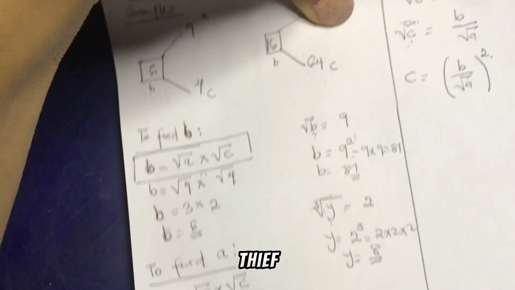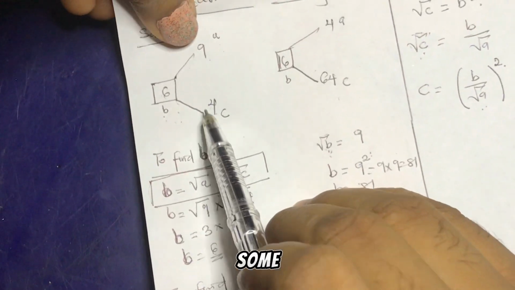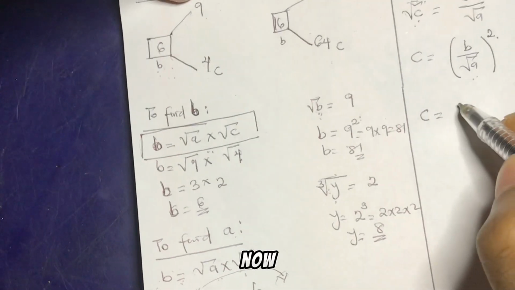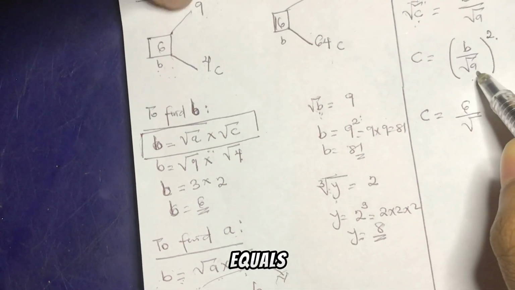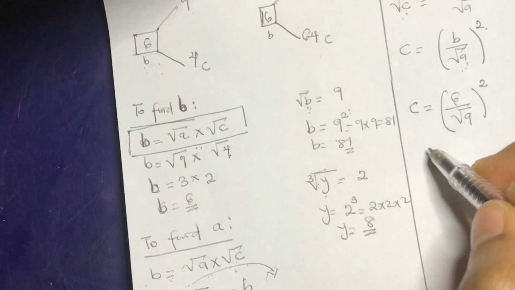Now let us prove if using this formula will make us arrive at 4. c equals, what is the b in the question? The b in the question is 6. Now, 6 divided by square root of a. What's the square root of 8? My a is 9. Everything to the power of 2.